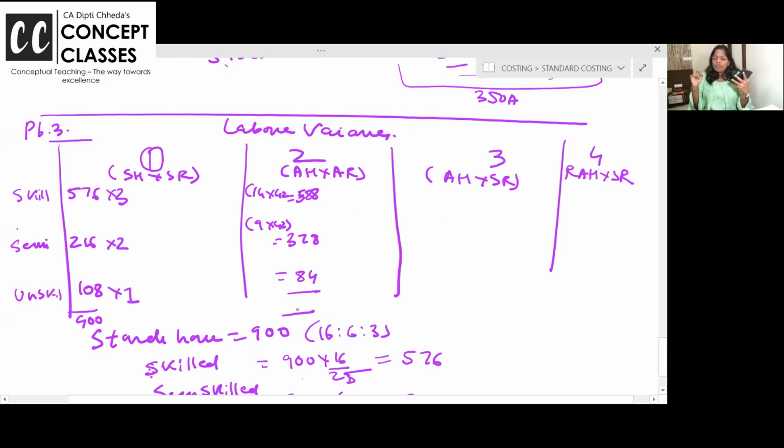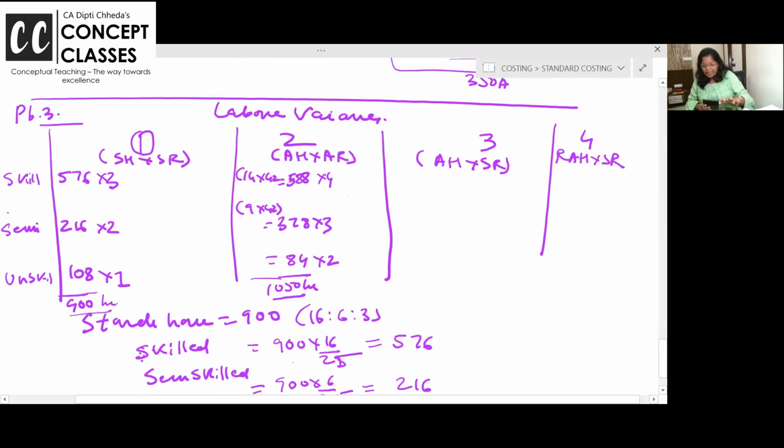Actual number of workers are 14, 9 and 2, and each worker is working 42 hours. So what is actual hours? 588 plus 9 into 42, how much is it? 378 plus 588 plus 84, 1050 hours. And actual rate is given, 432. Can I request all of you to write the data with me? Don't go into the calculations.